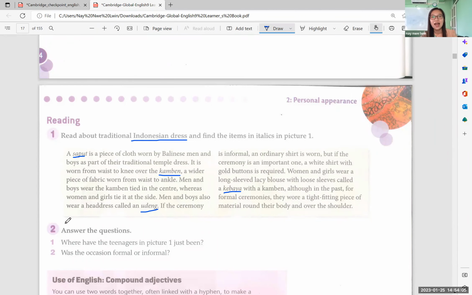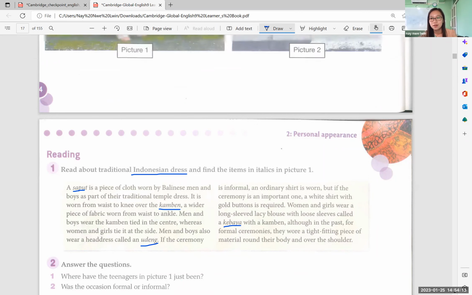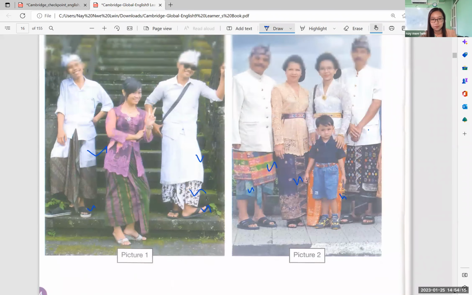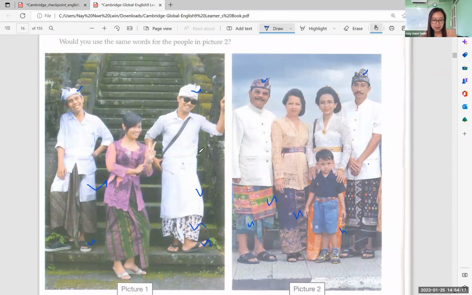So number 2, answer the questions. Where have the teenagers in picture 1 just been? How do you think? Just by looking at their clothing style. Where are they? At some sort of temple. Yes, at the temple, right?